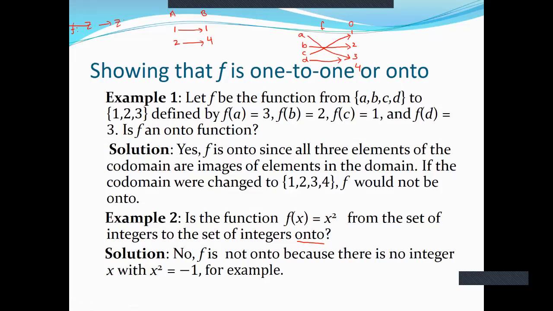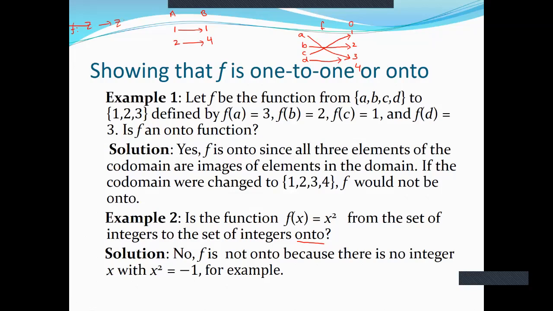But then you can see 3 is not mapped to any element, so 3 is left. That means 3 is not the perfect square of any number. So how can it be an onto function? So that's why this is not an onto function.